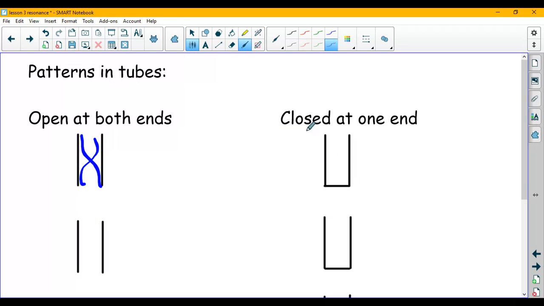In a tube that's only open at one end, the shortest pattern would be an antinode at the top and an antinode at the bottom, and that's all there would be. Now, when I look at this, it would be equivalent to half a wavelength. Why? Well, remember, this is one wavelength, and I've cut off a quarter and another quarter at the ends to get that pattern, which means this is half of a wavelength long.